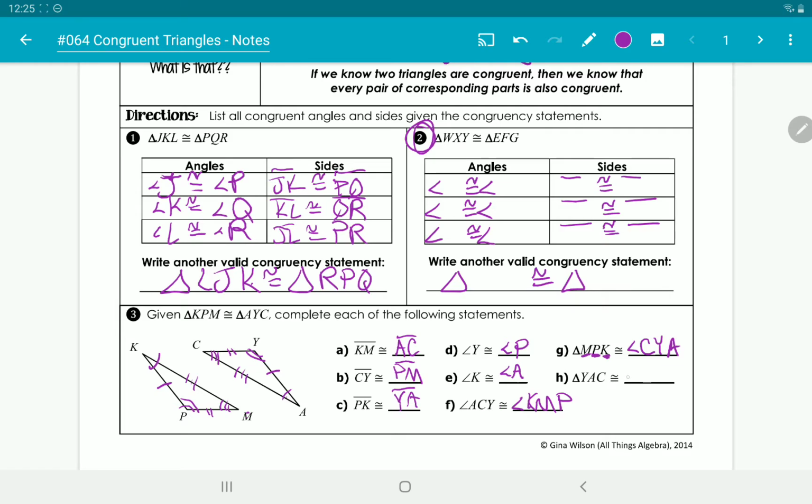And then lastly, triangle YAC. Sorry about that. YAC. So Y has 2 angle marks. That would match up with angle P down here. A has 1. That matches up with K. And C has 3. So that matches up with M. So you just have to make sure they match up together.